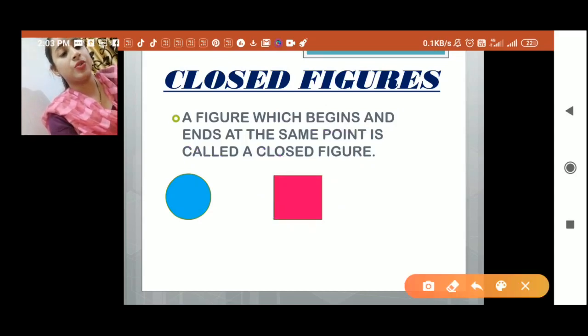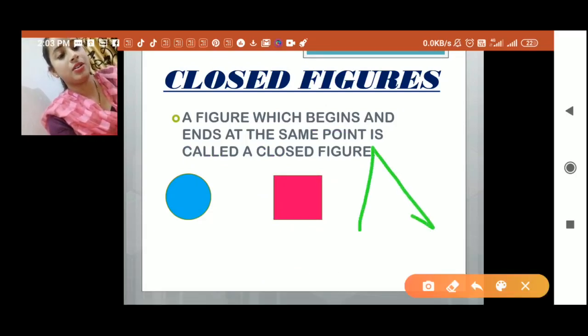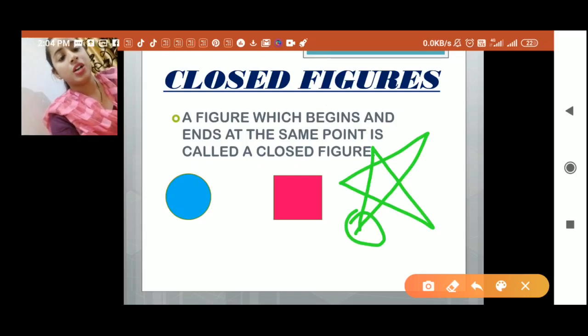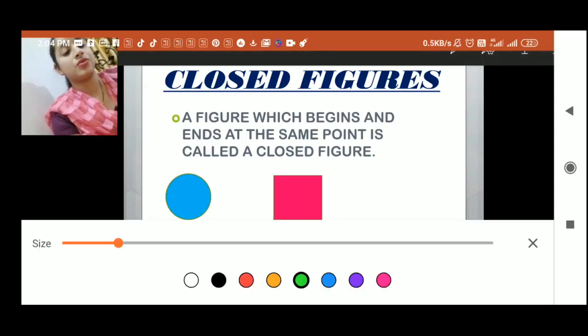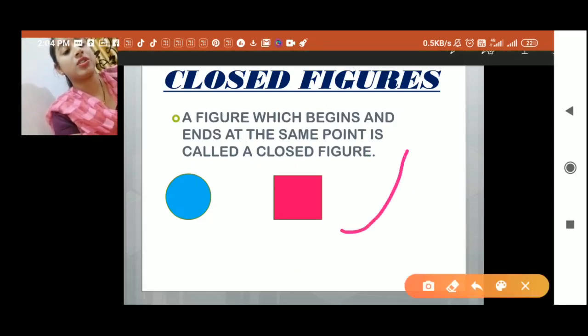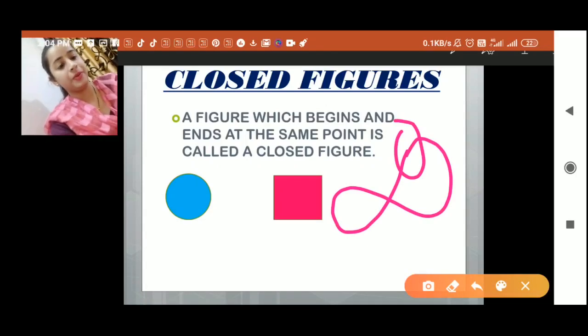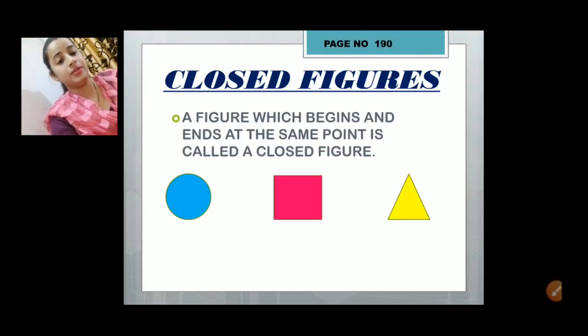I'll show you one more example. Suppose I took a star, right? So I begin from here and end there. So this is also a closed figure. If I take this sign, if I draw the sign of infinity, right, I begin from here and end there. So it is also a closed figure. Here is one more example given, that is a triangle. And one more.